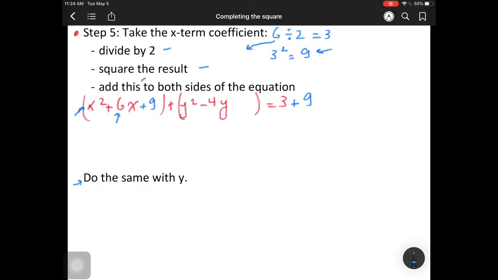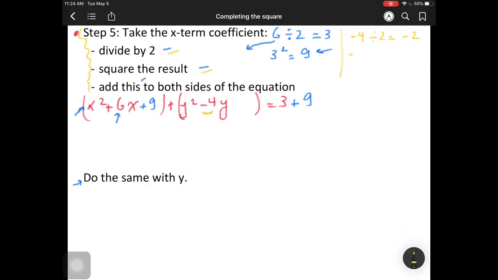Then it says do the same with y. What does it mean to do the same with y? The same steps that you did here for x, you have to do with y. So you take the y coefficient. What's the y coefficient? Minus 4. Divide it by 2. This would give you negative 2.